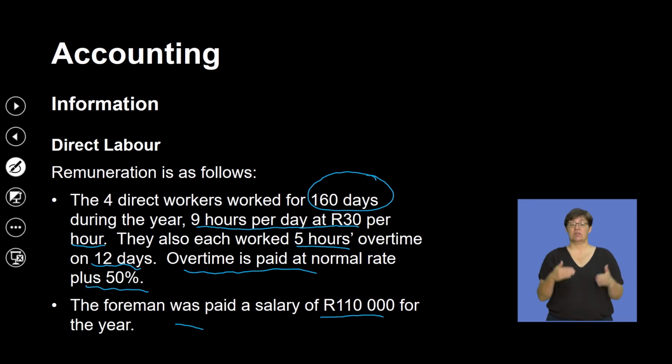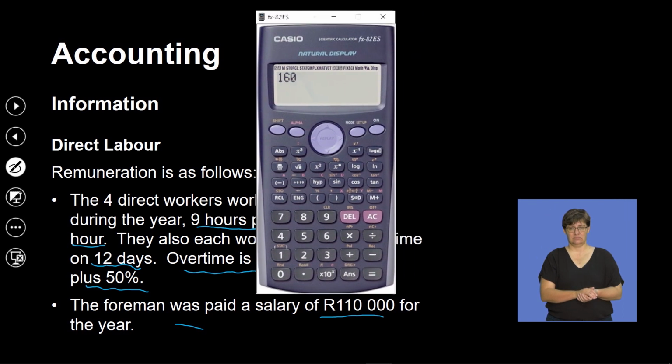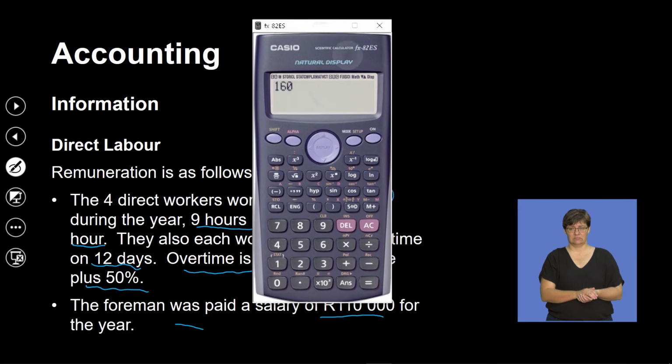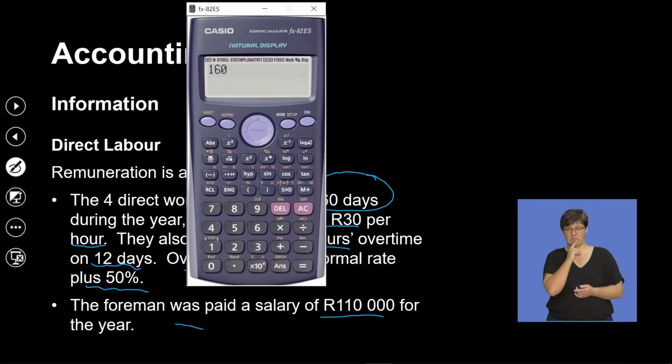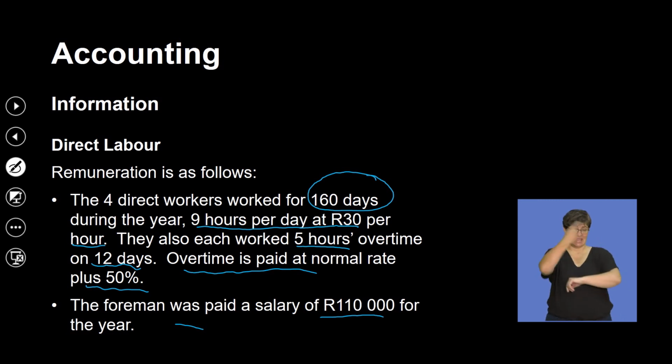So, obviously you'd start off with 160 hours total. Let's do that. 160 hours in total. Okay? Times, I think that's the best place to put it there. So we had 160 days, we said, during the year, and 9 hours per day at 30 Rand per hour. They also worked 5 hours overtime on 12 days, and overtime is paid at a normal rate of plus 50%.